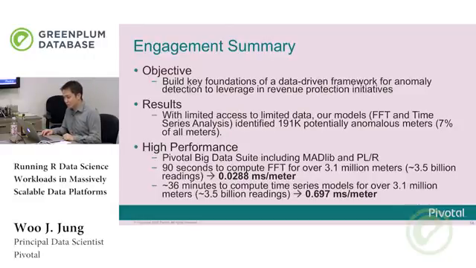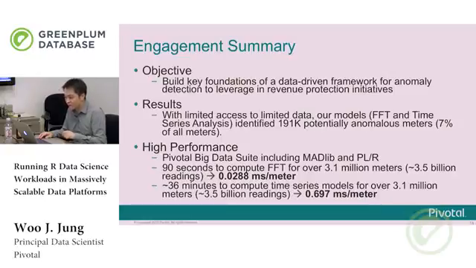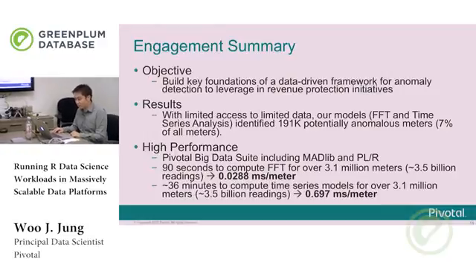We made use of PLR functions, specifically fast Fourier transform and time series analysis functions in R that we invoked through PLR to identify 191,000 potentially anomalous meters in their geography. This was about 7% of all the meters they had data on. This was done on Pivotal Greenplum using PLR along with MADlib. From a performance perspective, the FFT portion took only about 90 seconds to complete for over 3 million meters, comprising about 3.5 billion meter readings.